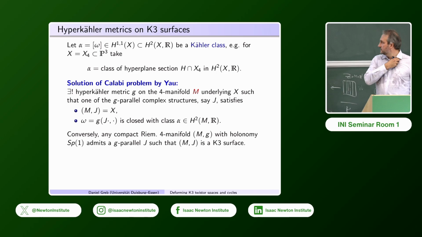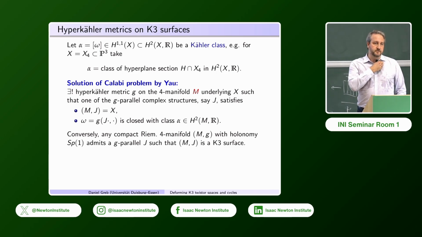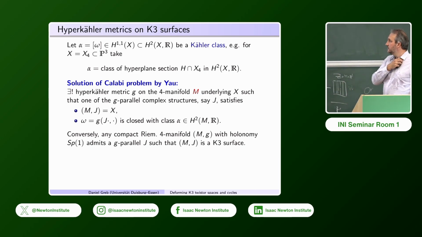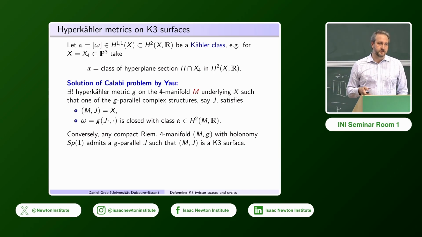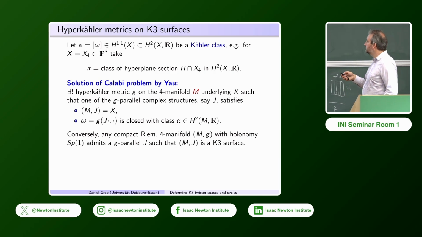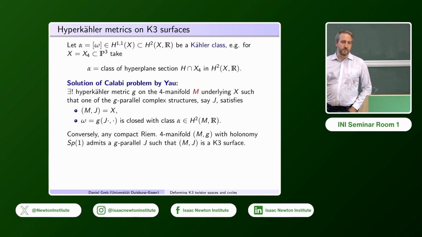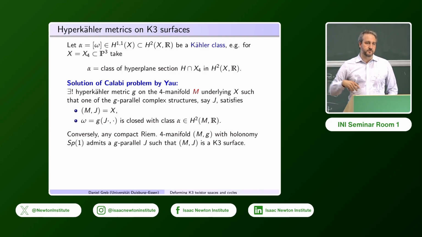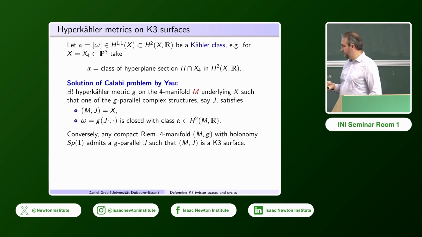...which admits a g-parallel J such that (M, J) is actually a K3 surface. So talking about compact Riemannian manifolds with holonomy SP1 or complex K3 surfaces, with this translation it's the same. But the point is that if you have one complex structure, say J, then for any Kähler class you get a hyperkähler structure where this J appears as one of the complex structures. So it's not one-to-one, you have more freedom.